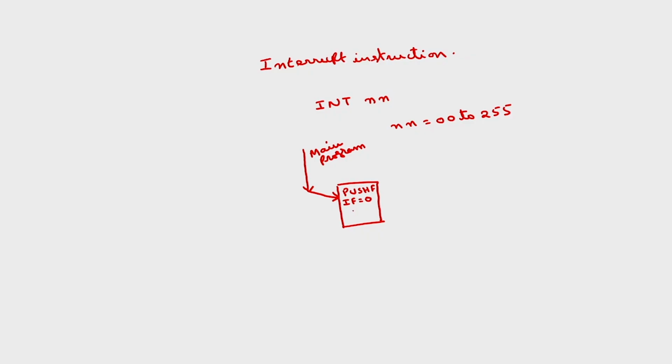If the interrupt flag is reset, all the remaining maskable interrupts will be disabled, except the NMI, which is the non-maskable interrupt. Then it also resets the trap flag, so it will disable the single stepping operation. Then it will push the code segment register, then push the instruction pointer. Then the control goes to the interrupt service subroutine.